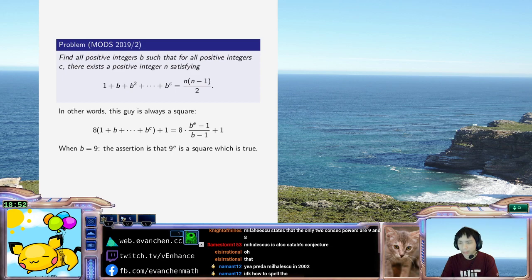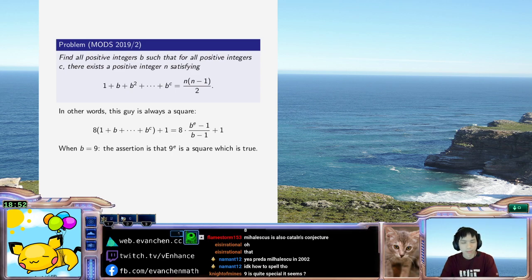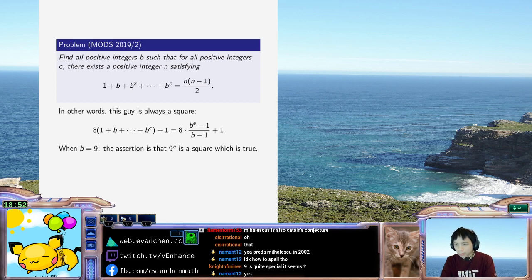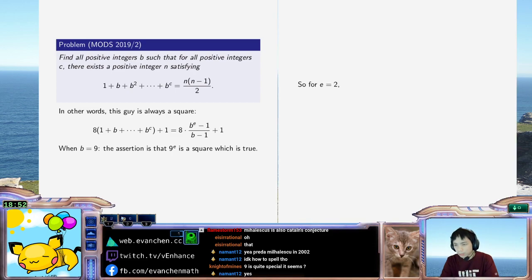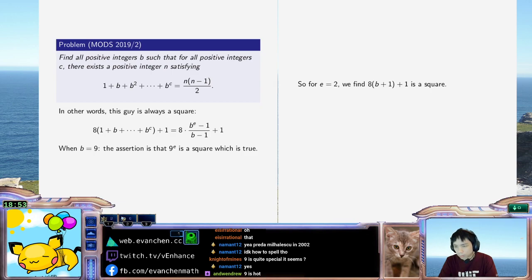Okay. More now. Suppose... let's go the other way. I believe b equals 9 should be it. So for e equals 1 or 2, we find 8 times (b squared minus 1) over (b plus 1) is a square. Where's this going to go? Think a few steps ahead. Yeah, 9 is special because it is 1 more than 8 and is a perfect square.